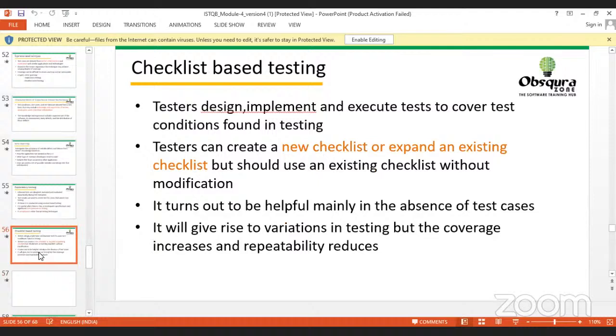Now, checklist-based testing. I think we have already discussed that it is based on a checklist that we create during the test analysis of the test basis. We create a questionnaire and identify different modules and sub-modules based on their benefits for the business and for the end user. Testers design, implement and execute tests to cover test conditions found in testing. Testers can create a new checklist or expand an existing checklist, but should use an existing checklist without modification.